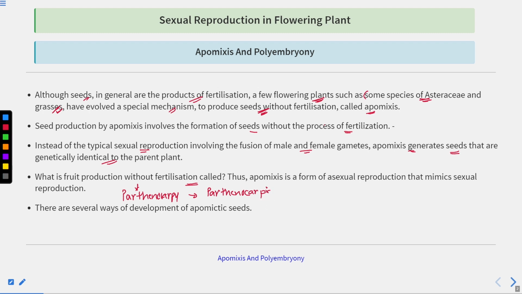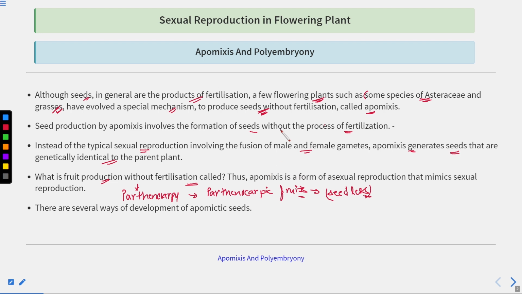Fruits are known as parthenocarpic fruits. And these fruits are seedless. The seeds are not viable even if they are produced. So these fruits are seedless. So production of fruit without fertilization is known as parthenocarpy.